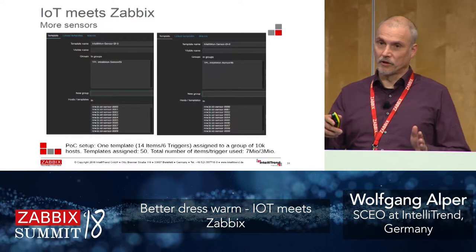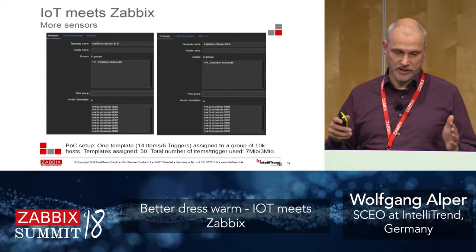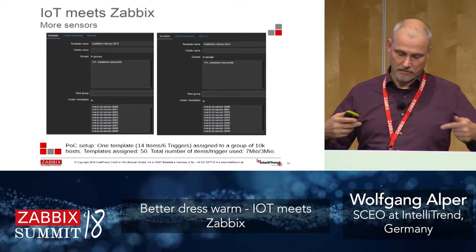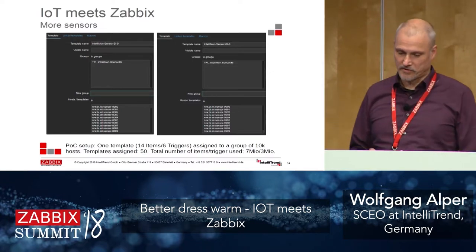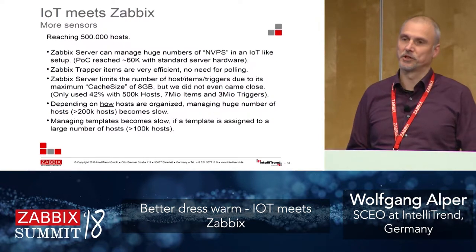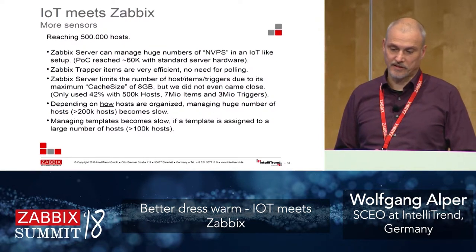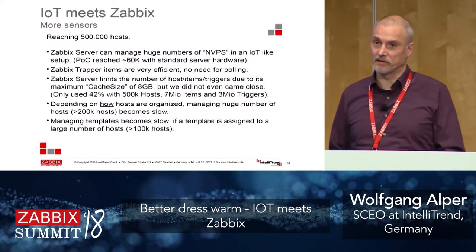We have created a load generator. We use this if you do big projects and big installations. We have a way to create load, and we used our load generators and put all of this on this simple server to see how it worked out. And what I can say is that Zabbix server can manage huge numbers of new values per second in an IoT-like environment. So it was behaving excellent. We were close to 60K, 60,000 new values per second in this scenario, just using a standard Dell server in this case. No advertisement. Would be the same with an IBM or an HP server.